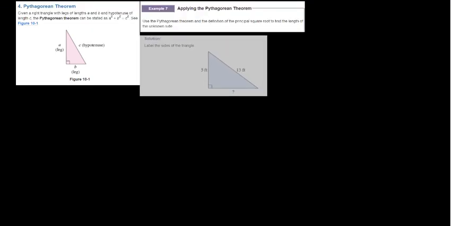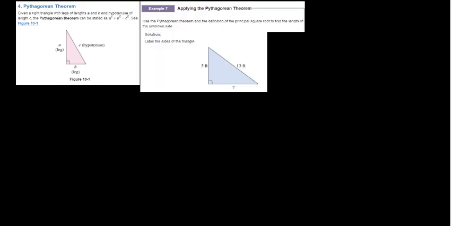Okay, so this wants us to find that missing leg. Again, whenever we break down the Pythagorean theorem, a squared plus b squared, these two are just the two shorter legs of the triangle. And the c squared is the hypotenuse here. It doesn't matter what you put as a and what you put as b. It's just that c always has to be the same.